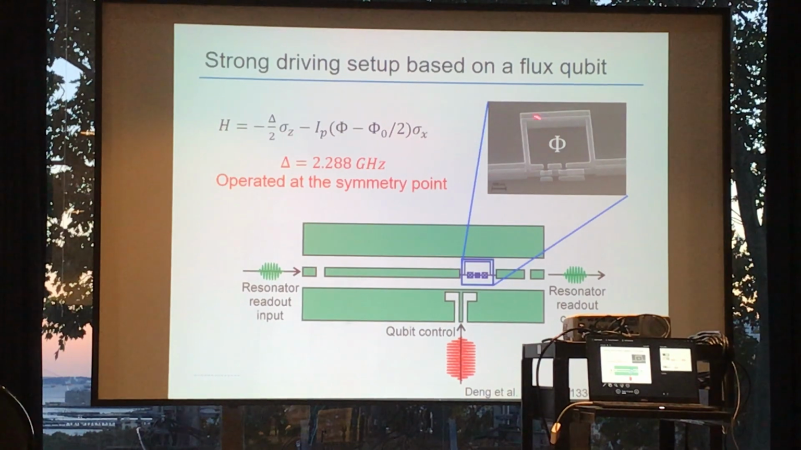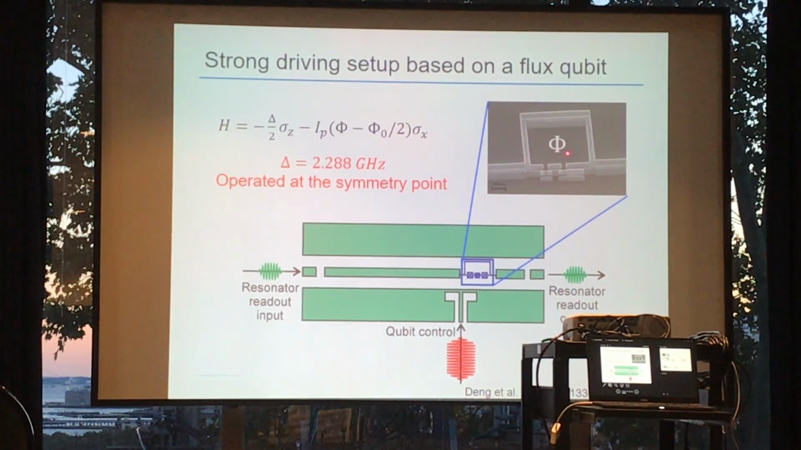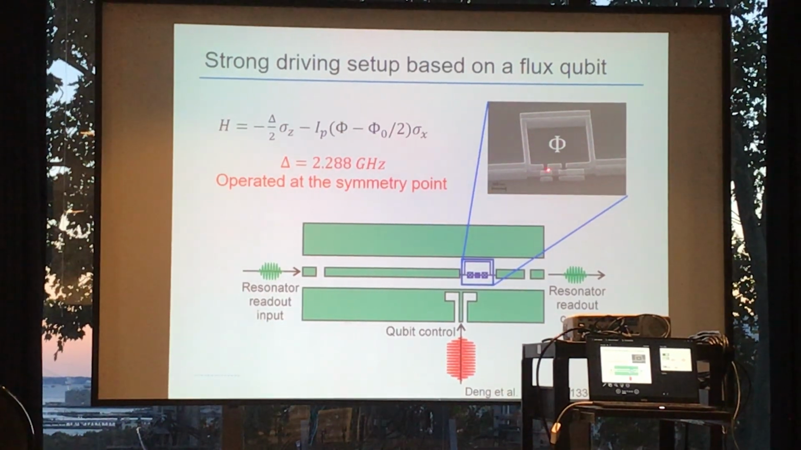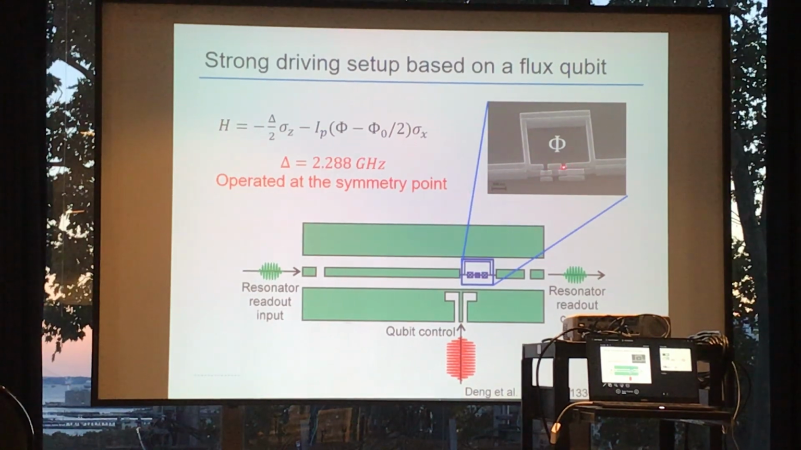This is a schematic of the experiment. This is how an actual flux qubit looks like. What you see is a scanning electron microscope picture of the device. It's a superconducting loop with a few of these tunnel junctions. These overlap areas here are tunnel junctions.